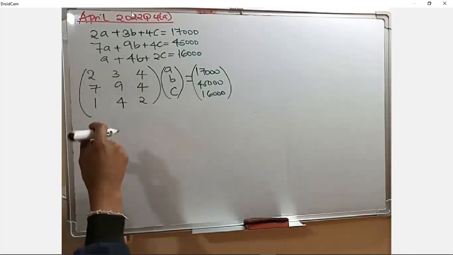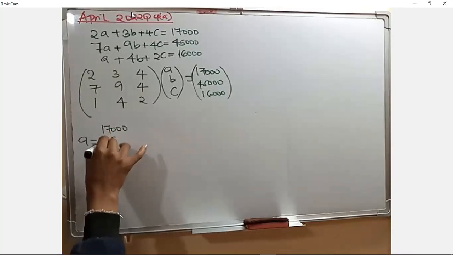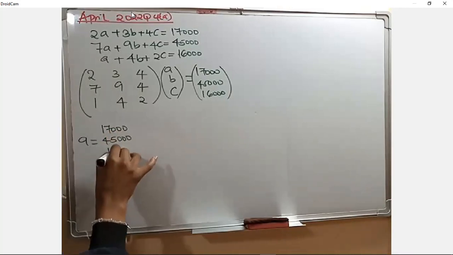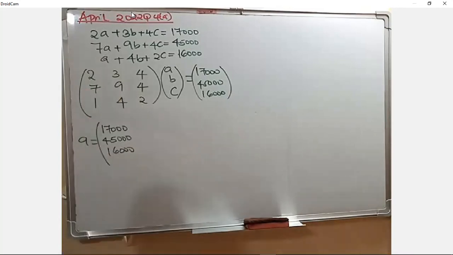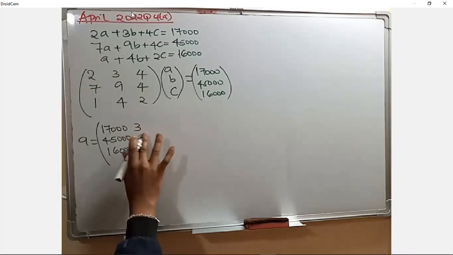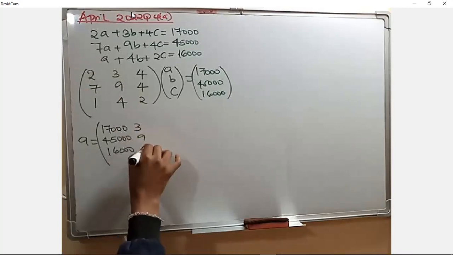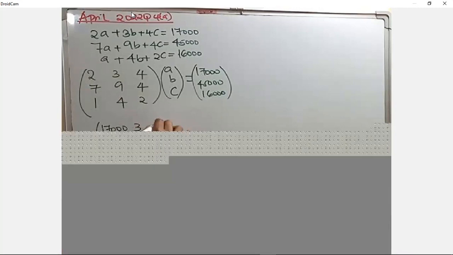Just take these values and replace the first column. So it will be 17,000, 45,000, then we have 16,000. Then you copy the second and the third columns: 3, 9, 4, then we have 4, 4, 2. Then you divide by the original matrix.